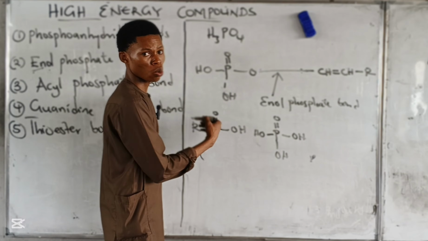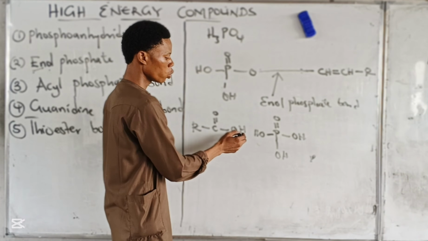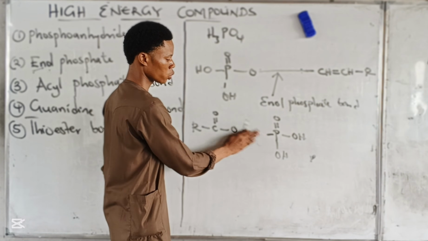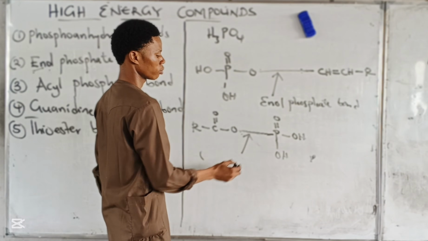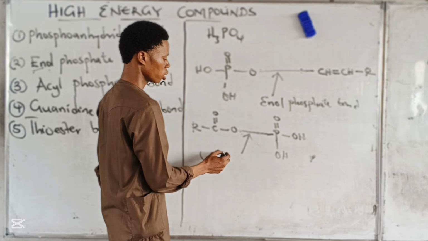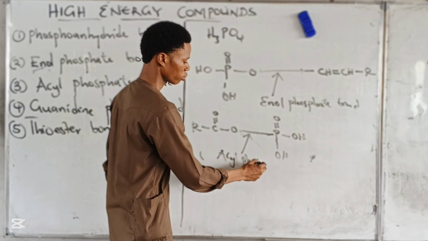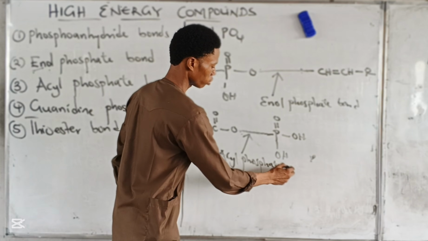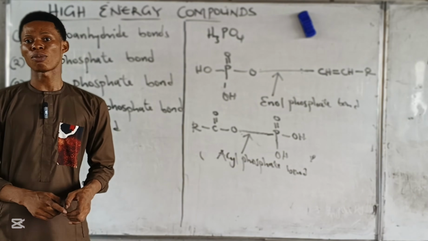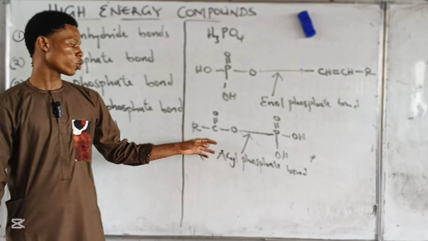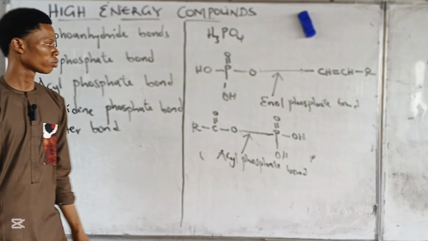And there's a condensation. Water is always going out. If you notice all these ones, water is always going out. So H takes OH, water goes out, and we have this. This bond formed here is called what? Acyl phosphate bond. Anytime you hear acyl, acyl is related to carboxylic acid. Now, acyl phosphate bond is formed between carboxylic acid and phosphate group.